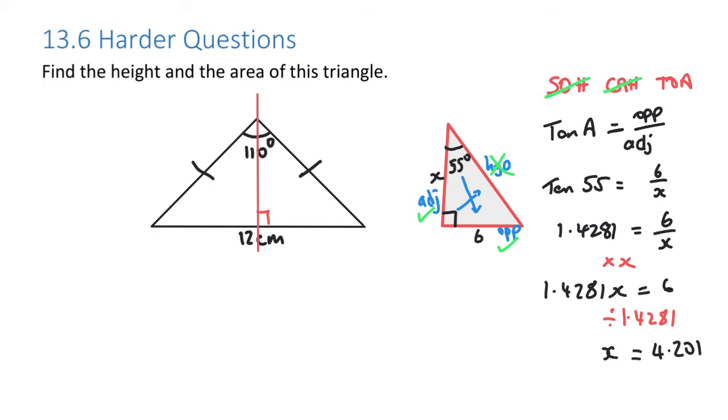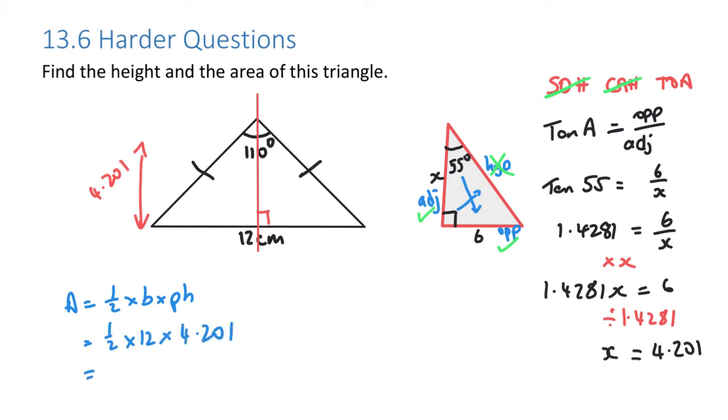4.201. So that means the height of the isosceles triangle is 4.201 centimeters. So whenever we try and work out the area, it is a half times the base times the perpendicular height, which is a half times 12 times 4.201, which will give us 25.2 squared centimeters.